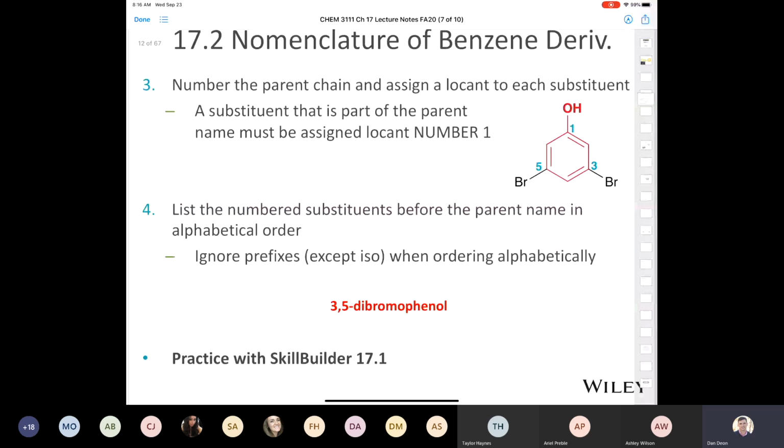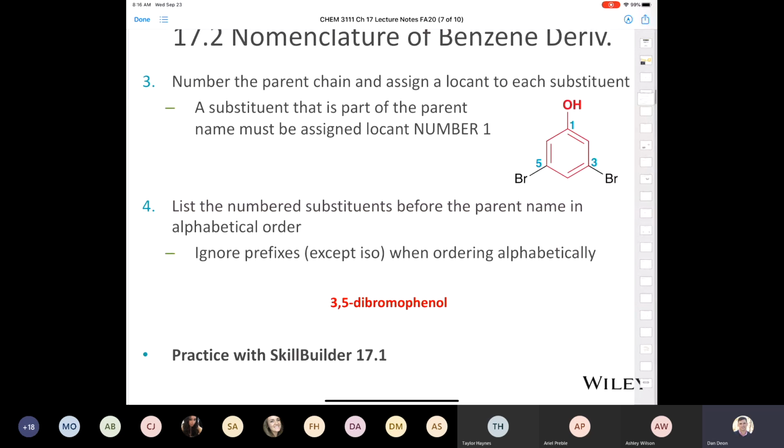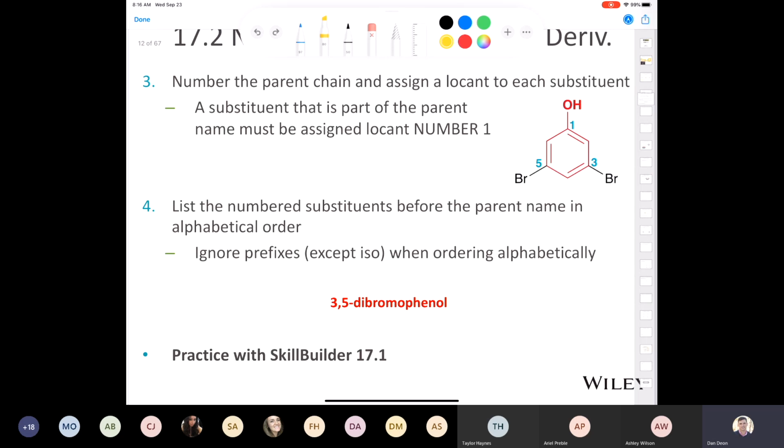Again, we number the parent chain to give the first substituent the lowest possible number. Again, it's a symmetrical molecule, so it doesn't matter which way you go. Kind of a funny example. And then you list the substituents before the parent name. So what do we get? We get 3,5-dibromophenol. Not much to it there. I think that's a pretty manageable molecule to name.